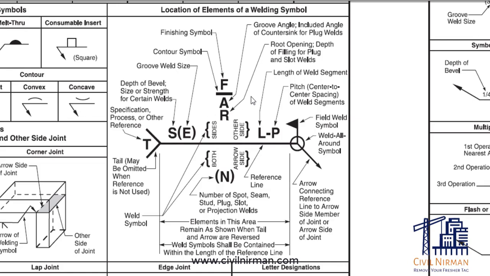Now, if the drawing doesn't require welding the entire length of the joint, engineers use numbers between the arrow and the main weld symbol. Closer to the arrow, the number P represents the pitch or spacing between the welds.